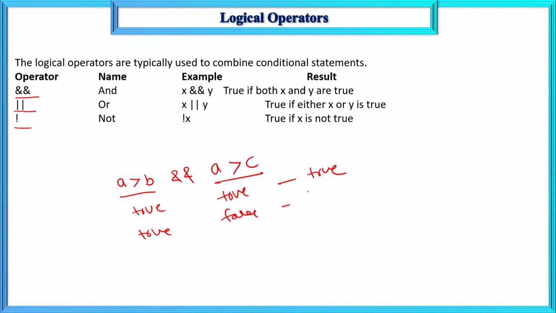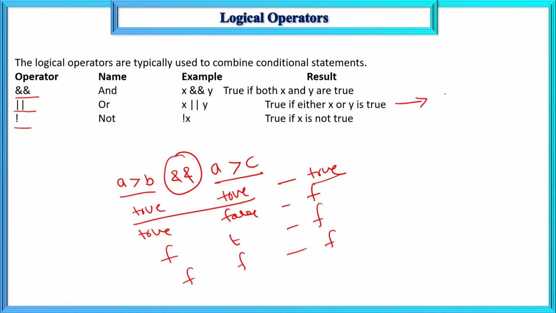True, false: the output is false. False, true: the output is false. False, false: the output is false. The logical and operator means if both are true, the result is true. In all remaining cases, the result is false. Similarly, for the or operator, if at least one is true, the result is true. Now not of a greater than b. Suppose a value 5, b value 3. What is the answer? 5 greater than 3 is true. Not of true means the output is false.